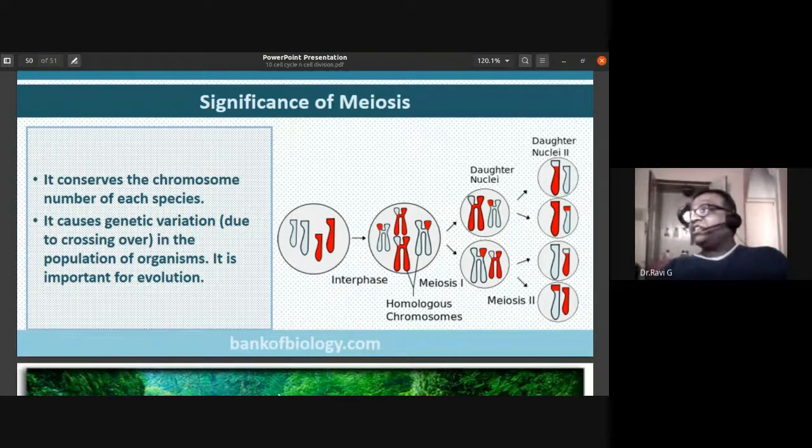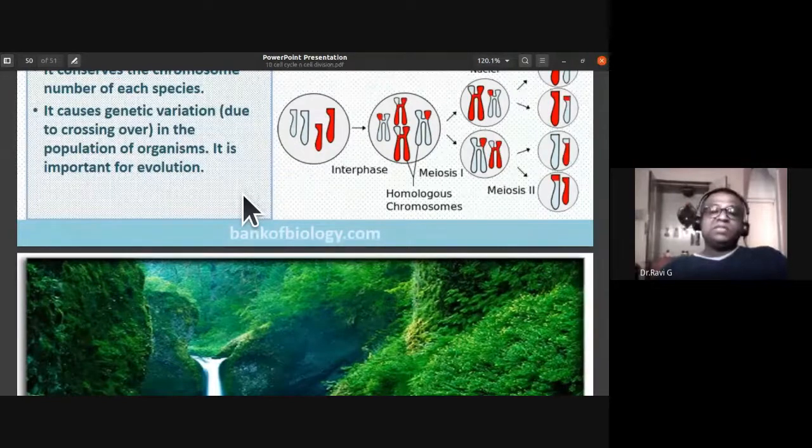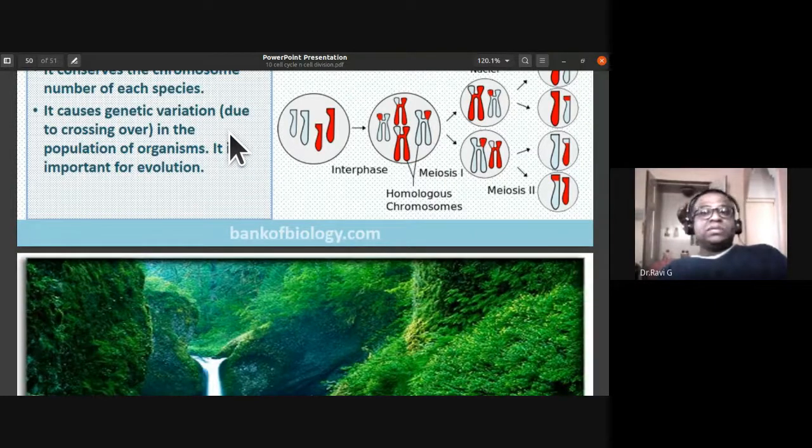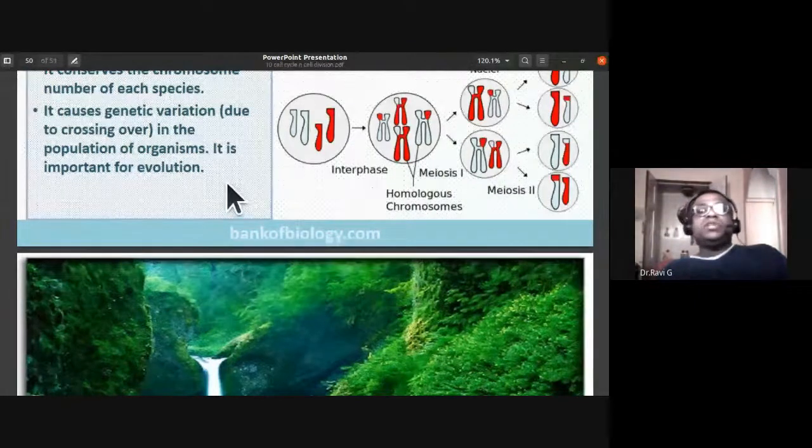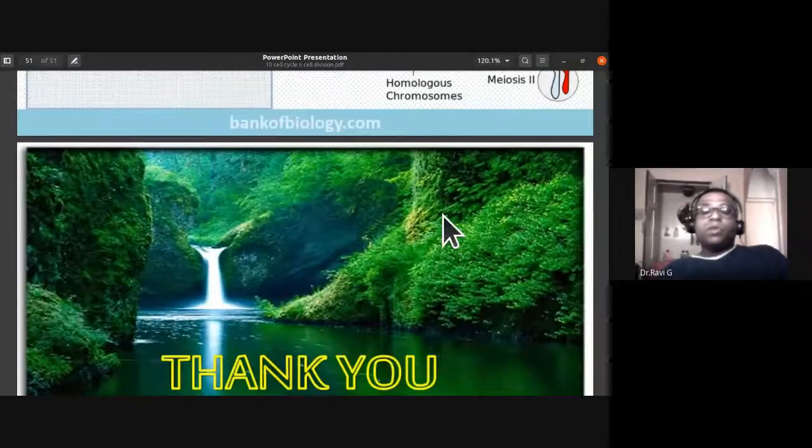So due to crossing over and chiasmata formation, there is genetic variation, which leads to variation in the population of organisms. So which is an important aspect of evolution. Okay, these are all recombined chromosomes. You can see the red and white ones. So they have all recombined in different ways. So this genetic variation is responsible for evolution and is an important raw material for evolution.